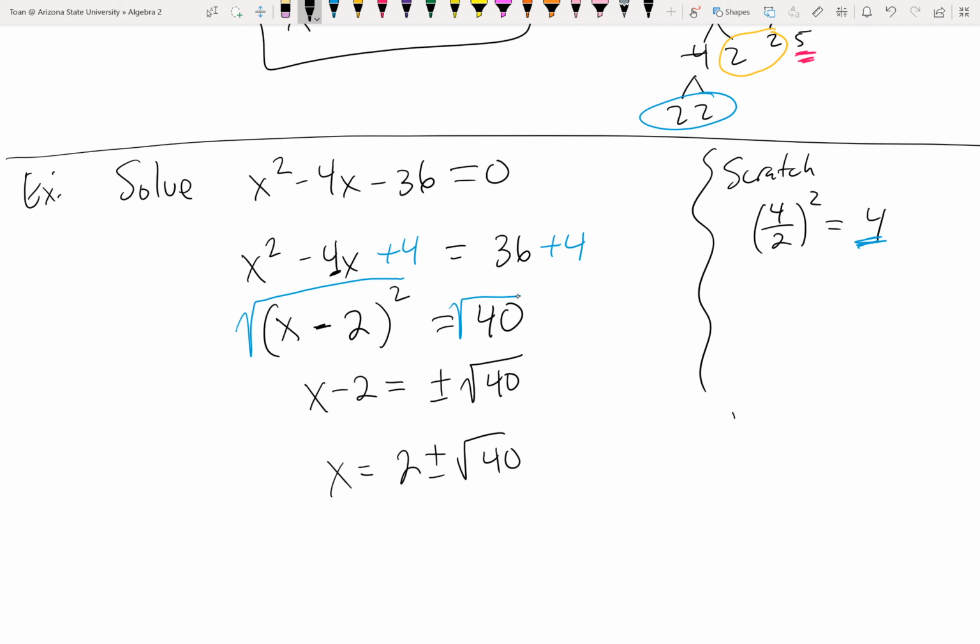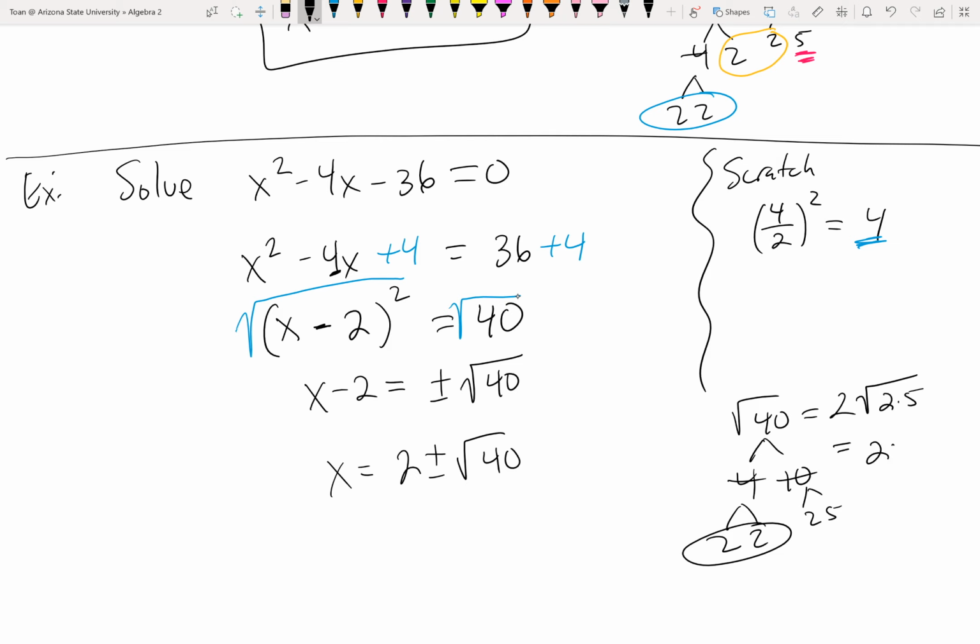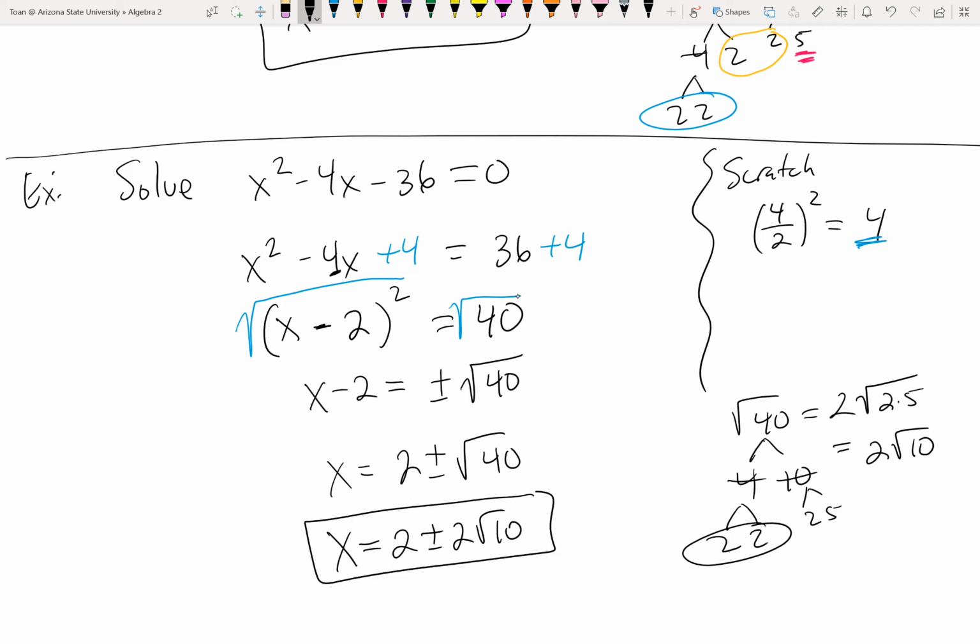As always, you want to see if you can simplify the radical. I have a 4 and a 10. I have a 2 and a 2, so I got a double here. And 2 and 5, nope, this doesn't work. So then I just have the 2 and the 5 left over. Altogether we have 2 radical 10. x equals 2 plus or minus 2 radical 10 should be the final answer that I'm going to accept. We need to be comfortable with simplifying. If we do not simplify, unfortunately, I'm going to have to mark it wrong.